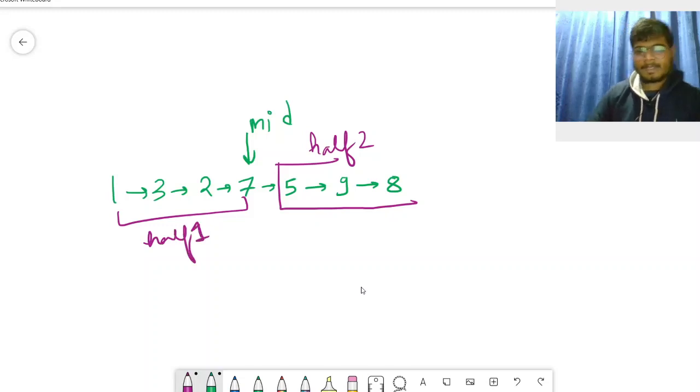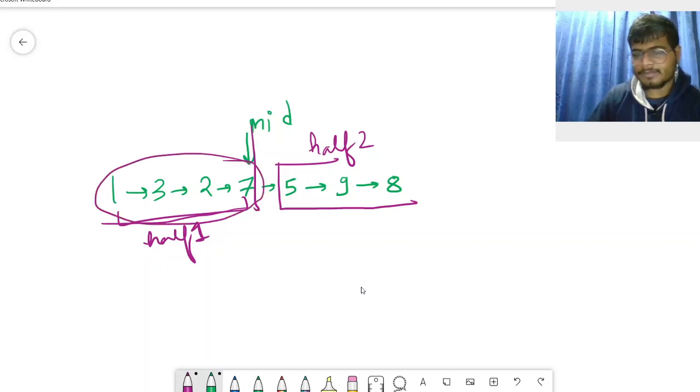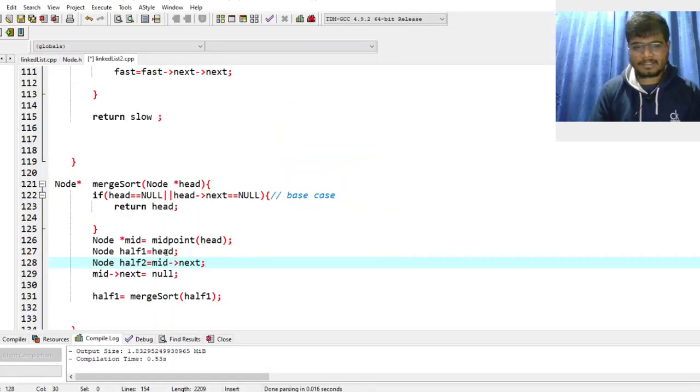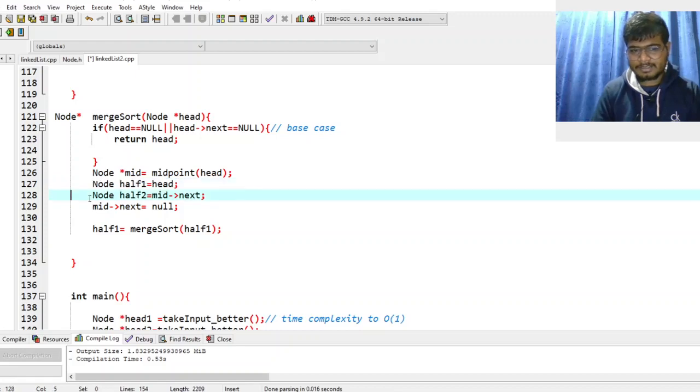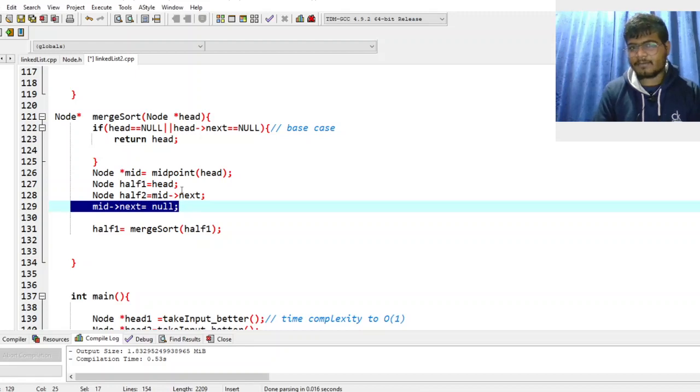Now if you see properly, even this part is not sorted, right? So again I have to call the same merge function on this part as well. Do you understand how we call and divide this part into 2 as well? We did the same thing. See, recursion is going to handle everything. Half 1 has the head because we take from the beginning, and from mid's next why did we make it null? Because we want half 1 to end at mid exactly. That's why mid's next is null, so it ends at mid.